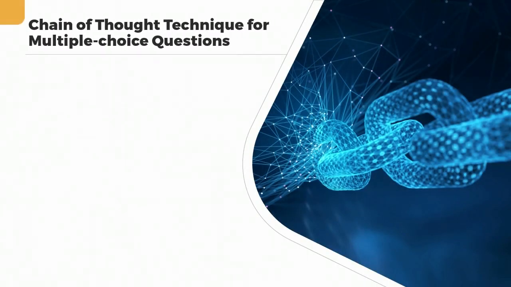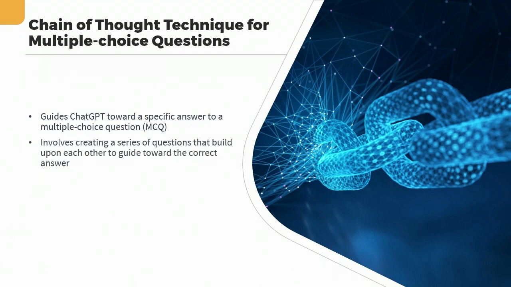The chain of thought technique is a method that can be used to guide ChatGPT toward a specific answer to a multiple-choice question. It involves creating a series of questions that build upon each other to guide the AI toward the correct answer.